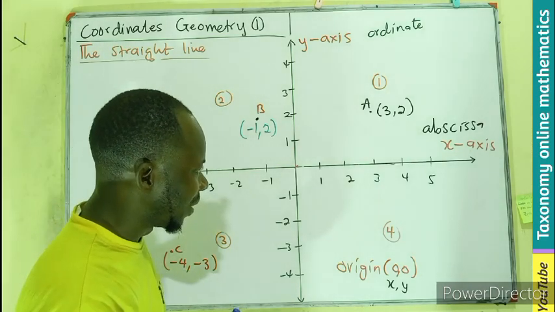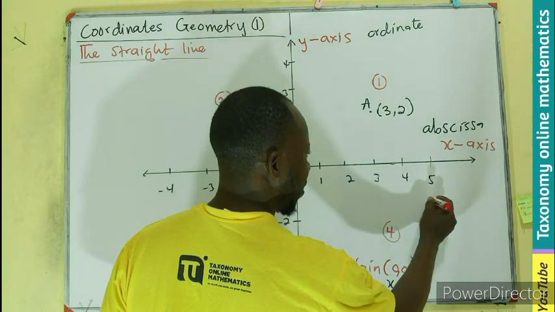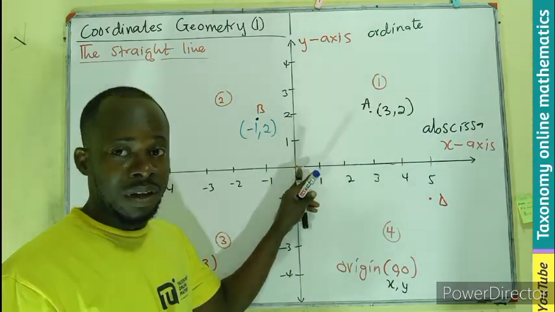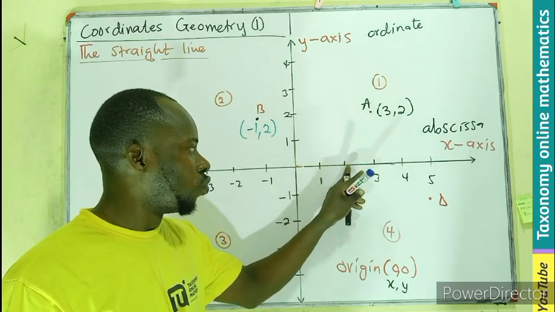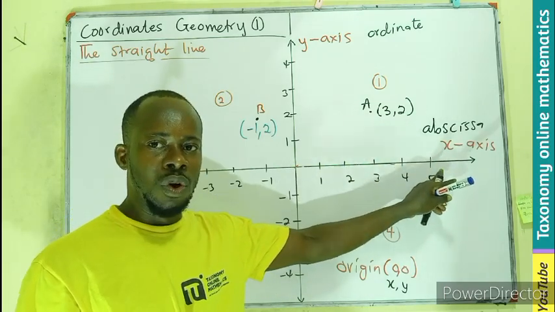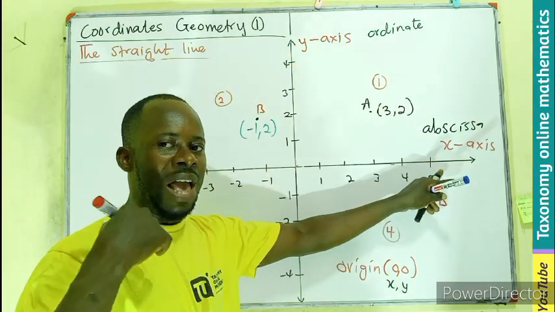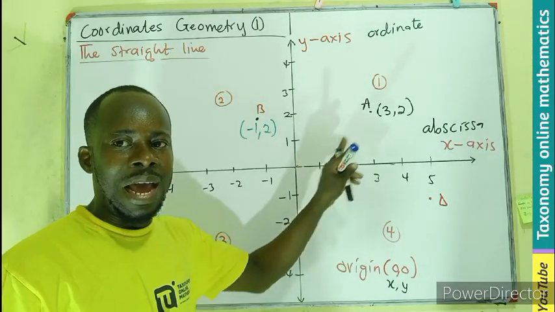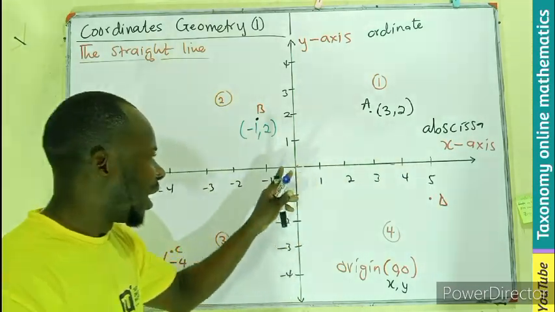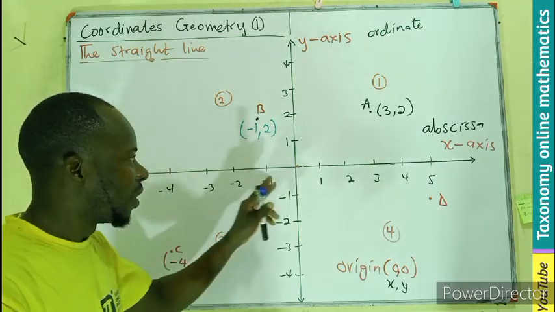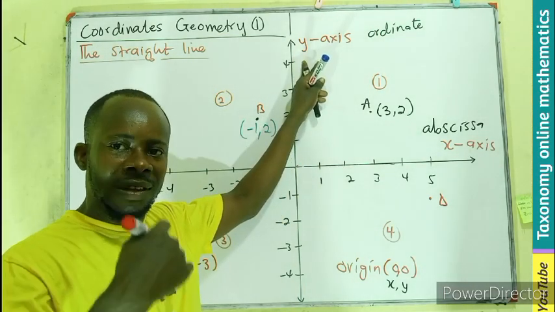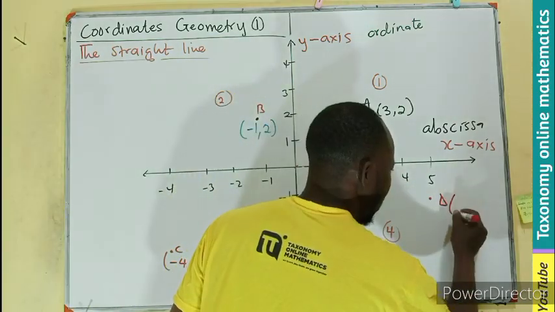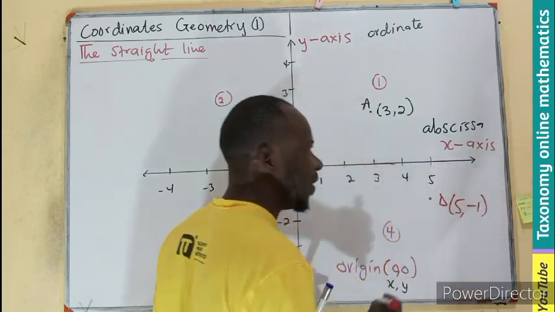Then let's look at the last one. Let's pick a point somewhere here. Point D. What am I going to move from the origin? I am moving 1, 2, 3, 4, 5 units on the x-axis, meaning 5 units right. Then 1 unit down. Right on the x-axis, positive. Left on the x-axis, negative. Upward on the y-axis, positive, then downward, negative. That will give me the point 5 and -1.